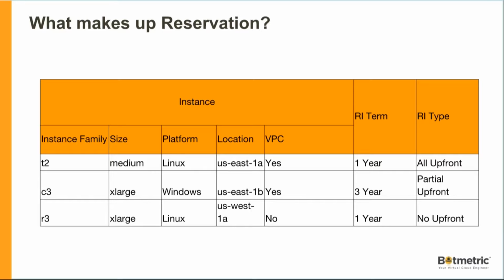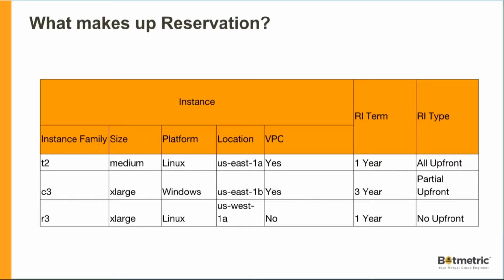If you run the exact specific instance matching T2 medium and Linux US East 1A, and if it is in VPC, then that machine will run without any charges for the next 12 months, because you went with all upfront. That means you gave all the money upfront for running that machine.